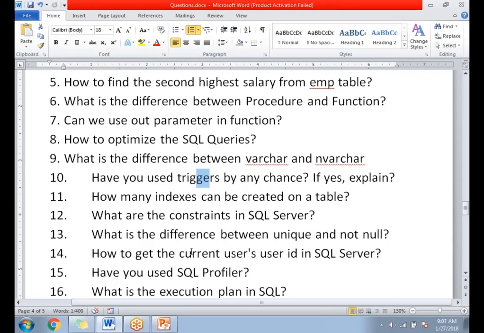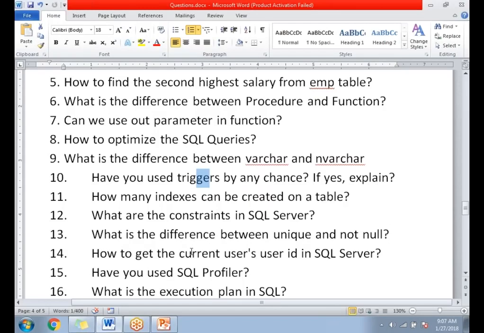Next one. So what is the difference between unique and not null constraint? Unique is for unique values, and not null does not allow nulls in a particular column. It does not allow even a single null if you keep it as a not null constraint. But if you keep that column as unique, it is going to allow at least one null, because it's a unique, not a not null. That is the major difference between unique and not null.